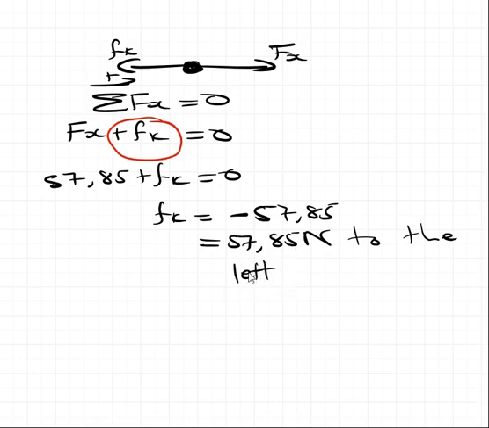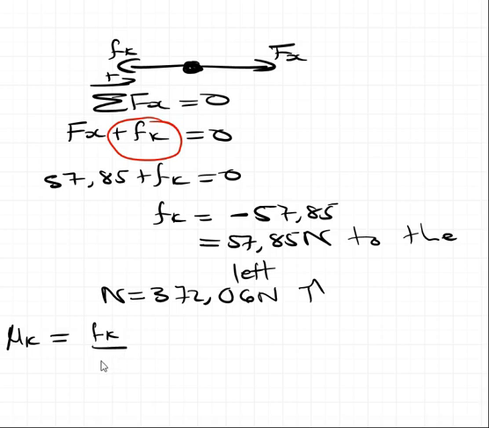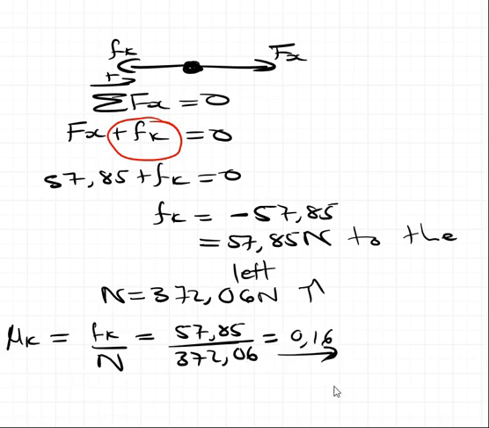So now we have all the values we need. Remember, we calculated the normal force to be 372.06 newtons upwards, right? So we can therefore say the coefficient of kinetic friction is equal to Fk divided by the normal force. So this is 57.85 divided by 372.06. This will give us 0.16 as our answer.